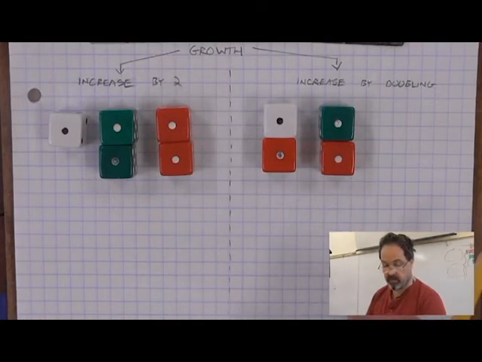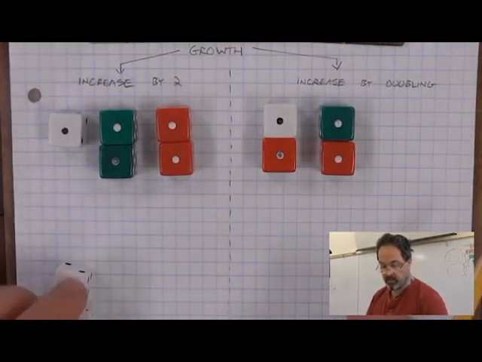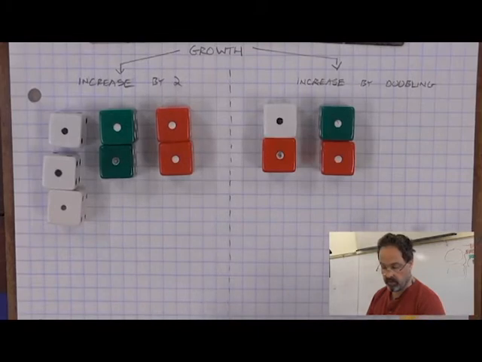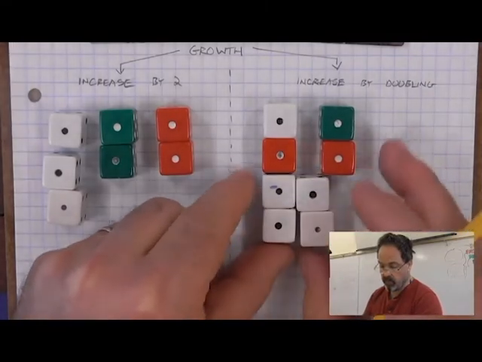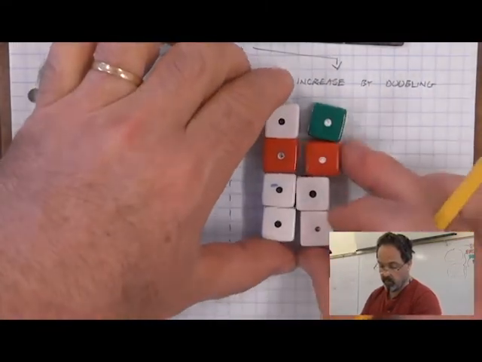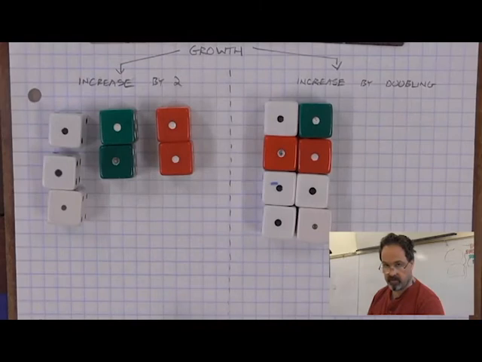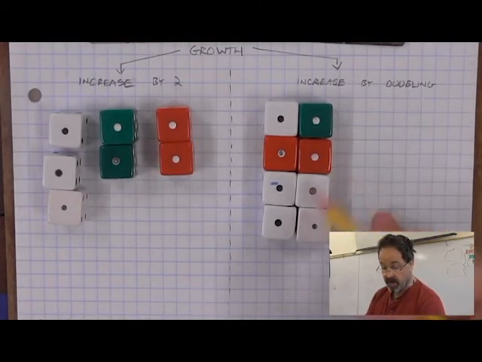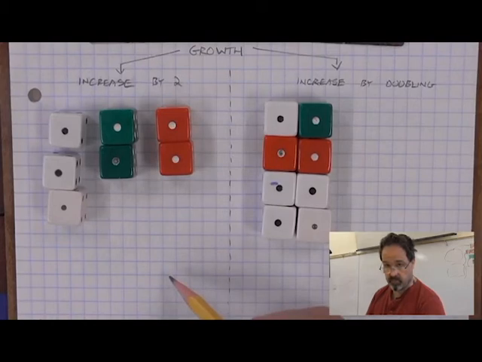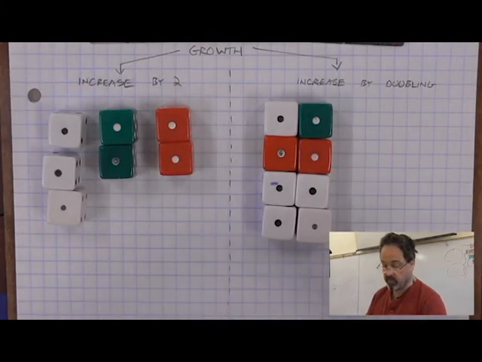Let's apply the rule again. Increasing by 2 is adding 2. Increasing by doubling is multiplying by 2. And if I started with 4, I'm going to add 4 more to that side to get a total of 8. Now we can see that doubling is going to grow faster than increasing by 2. This is going to be exaggerated as we move forward.